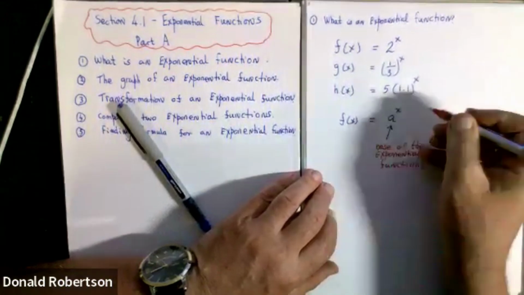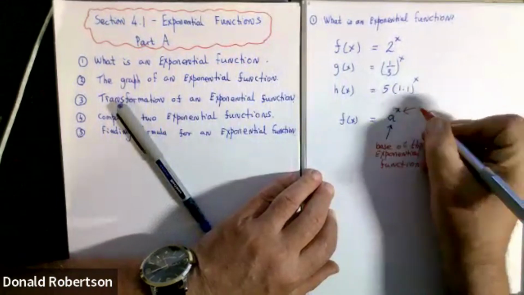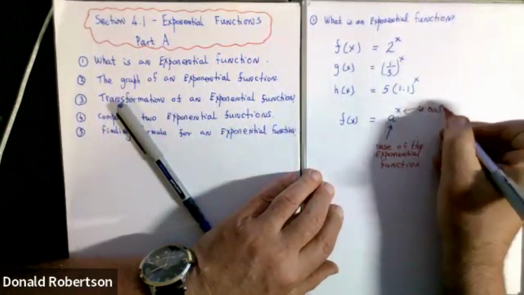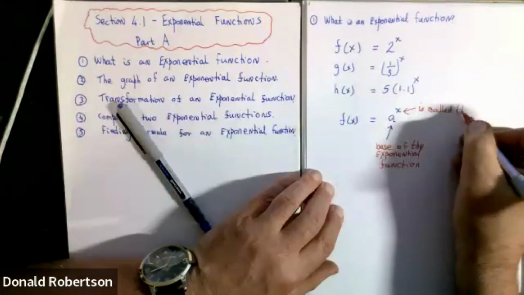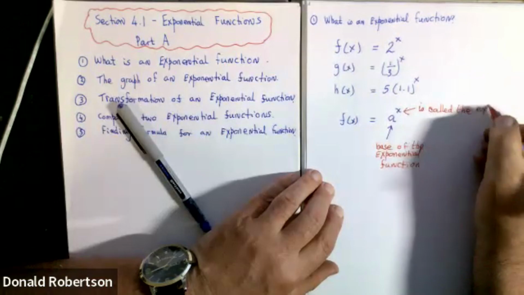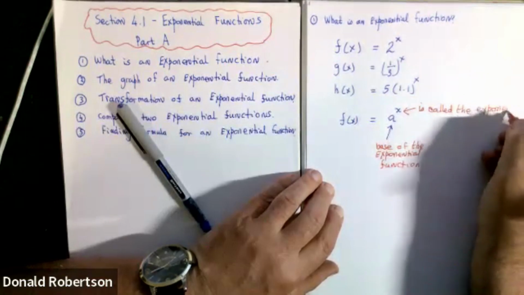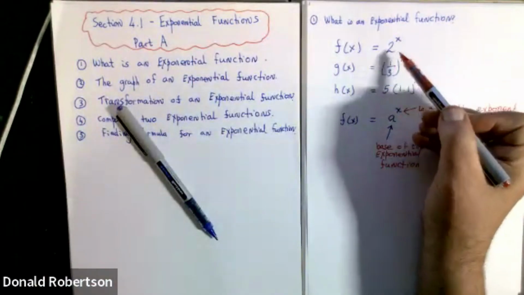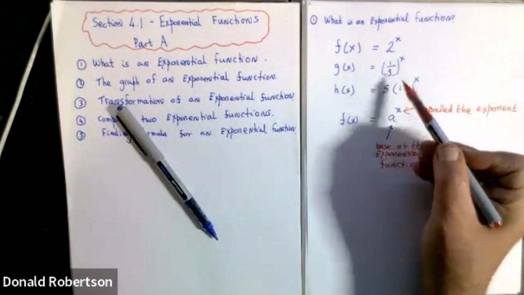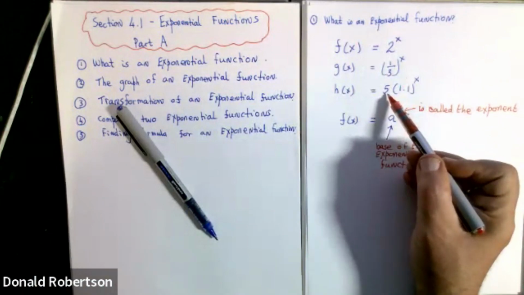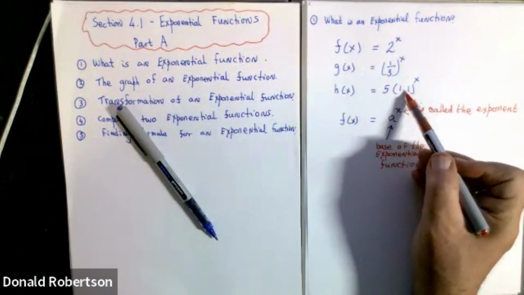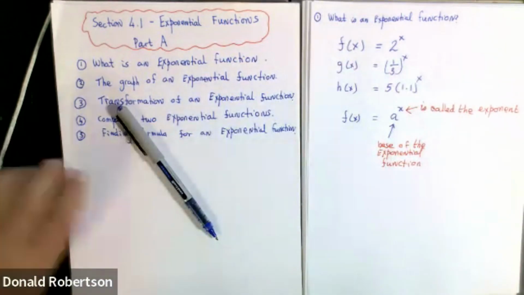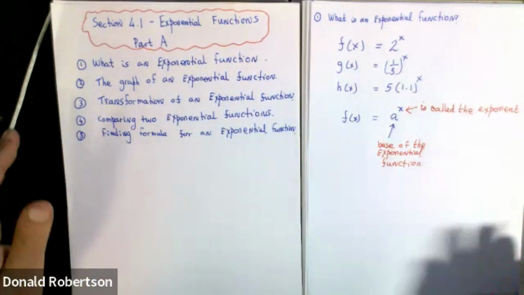And in this case, x is called the exponent. So in this example here, the base would be 2. In this case, it would be a third. In this case, that 5 is just a vertical stretch, so it doesn't really matter, but this is the base, 1.1. And there are some features about an exponential function, what is allowed and what's not allowed.